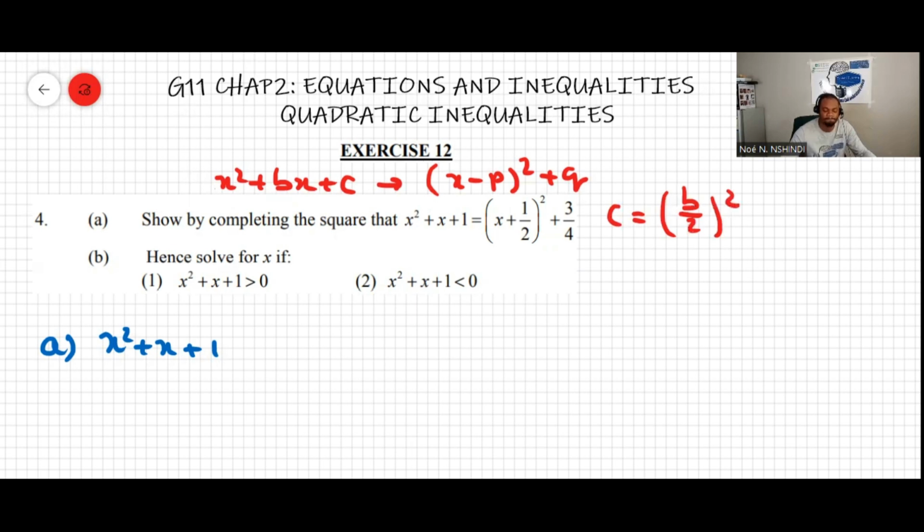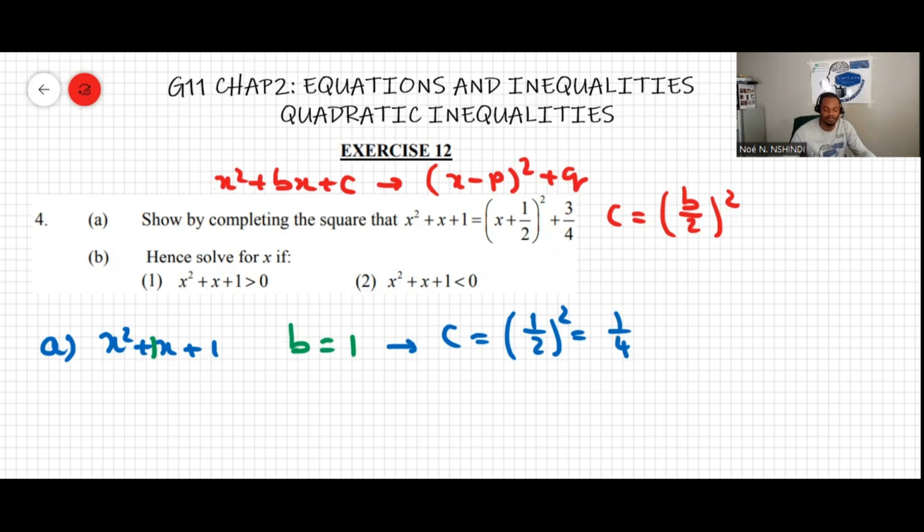Now, in this case, for the coefficients, we need to determine b. The b value here is just 1. B is the coefficient of x. Okay, b is 1, then we can say c will be equal to b over 2, so 1 over 2 to the power of 2, which is equal to a quarter.